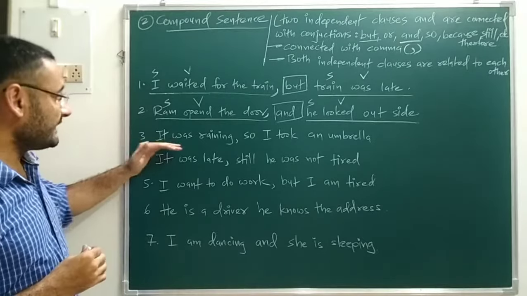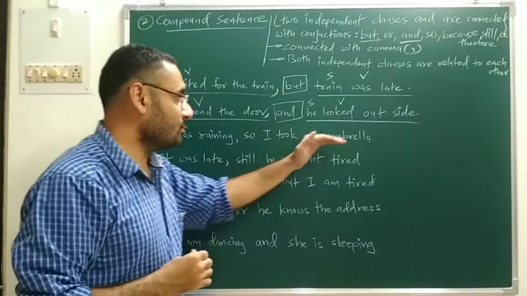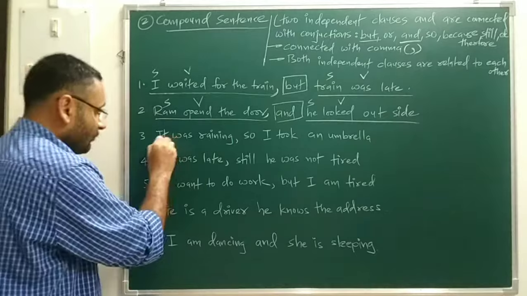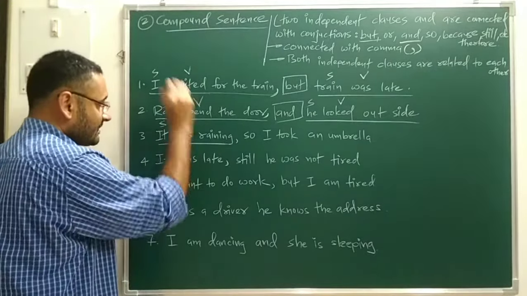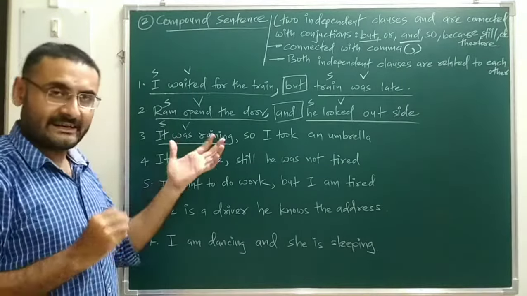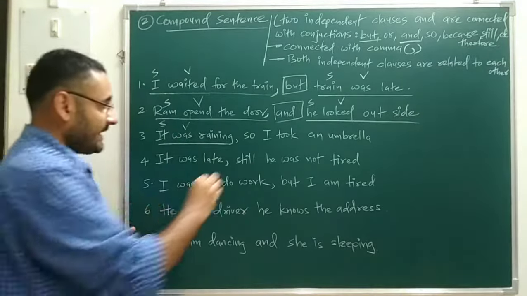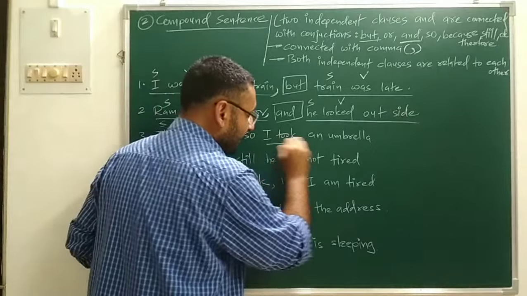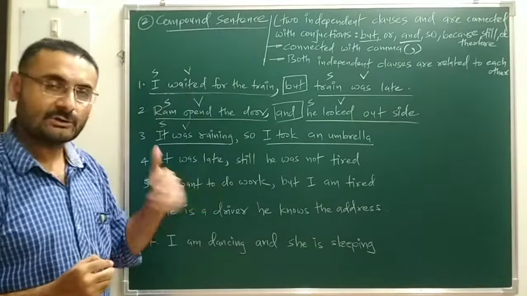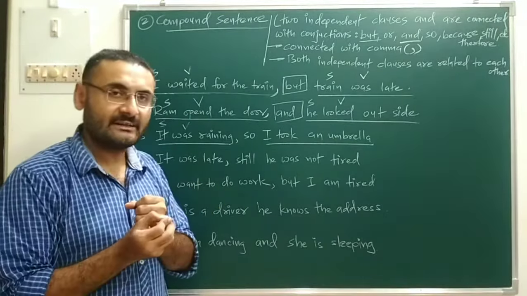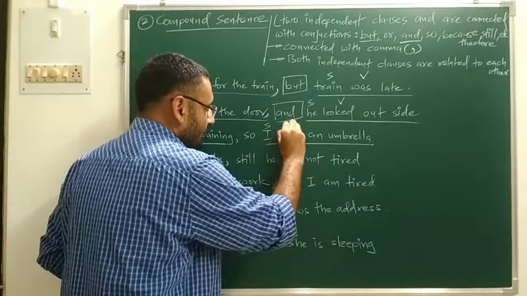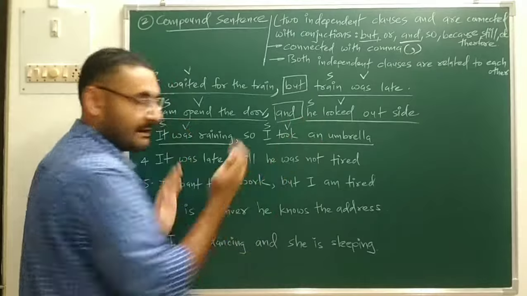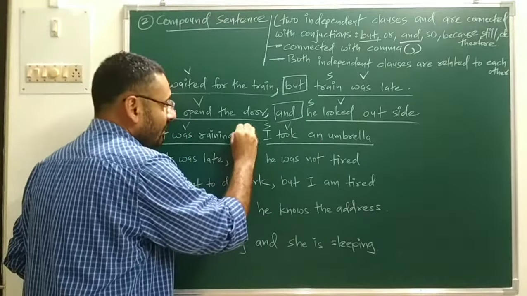Okay, next is, it was raining, so I took an umbrella. So it was raining, that is your independent clause. It is a subject, was is a verb. Complete thought is given. Then the next sentence is what? I took an umbrella. So I took an umbrella is also an independent clause, complete thought is clear. So I is subject, took is verb.